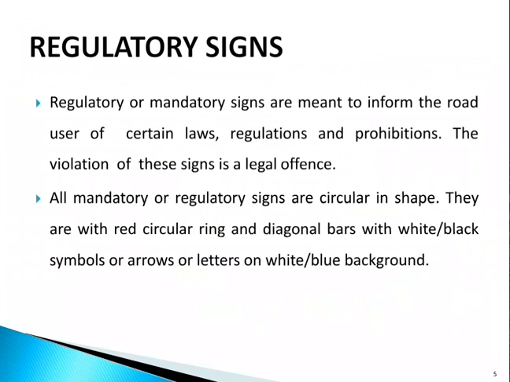So let us see regulatory signs first. Regulatory or mandatory signs are meant to inform the road user of certain laws, regulations, and prohibitions. The violation of these signs is a legal offense. All the mandatory or regulatory signs are circular in shape. They are with red circular ring and diagonal bars with white or black symbols or arrows or letters on white or blue background.